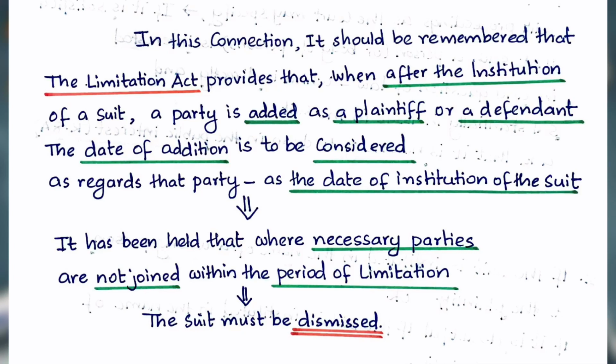In this connection, it should be remembered that the Limitation Act provides that when, after the institution of a suit, a party is added as a plaintiff or a defendant, the date of addition is to be considered as regards that party as the date of institution of the suit. It has been held that where necessary parties are not joined within the period of limitation, the suit must be dismissed.